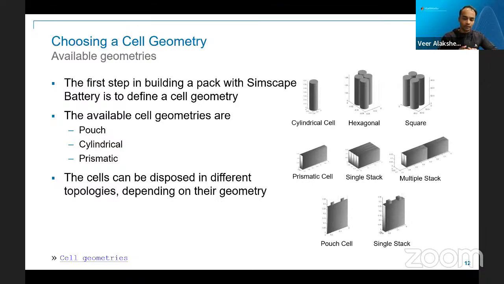And then you can have a different number of cells in series and a different number of cells in parallel. All this flexibility to choose different kinds of cell geometries is there in Simscape Battery. We'll look into that, but just to give an overview, there are different shapes of cells, geometries and topologies that you can select.